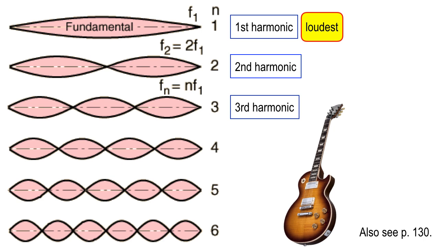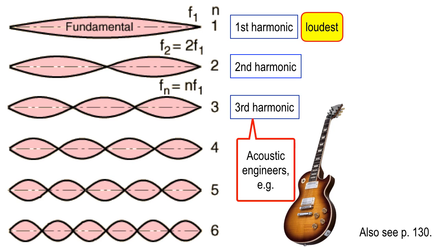So for instance, if you're an acoustic engineer and you're analyzing the sound of one of the strings of this guitar, you'll find usually that the first harmonic or the fundamental mode is the one that is loudest, okay?